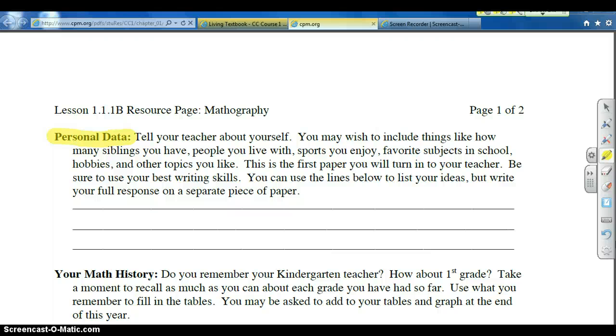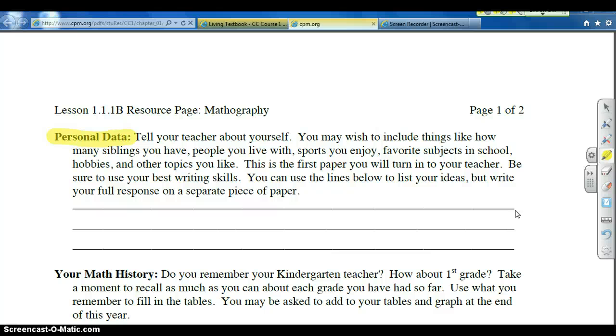So basically what you need to do is tell your teacher about yourself. Tell us about you. You may wish to include things like how many siblings you have, people you live with, sports you enjoy, favorite subjects in school, hobbies, and other topics you like. This is the first paper you are going to turn in to your teacher. Be sure to use your best writing skills. You can use the lines below to list your ideas, but your full response should be on a separate piece of paper in your math notebook.